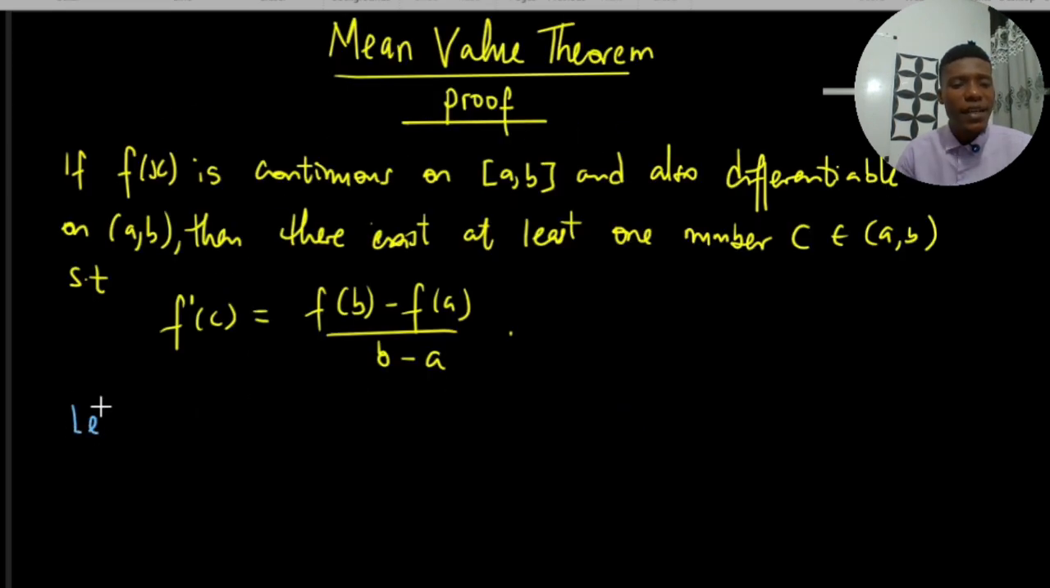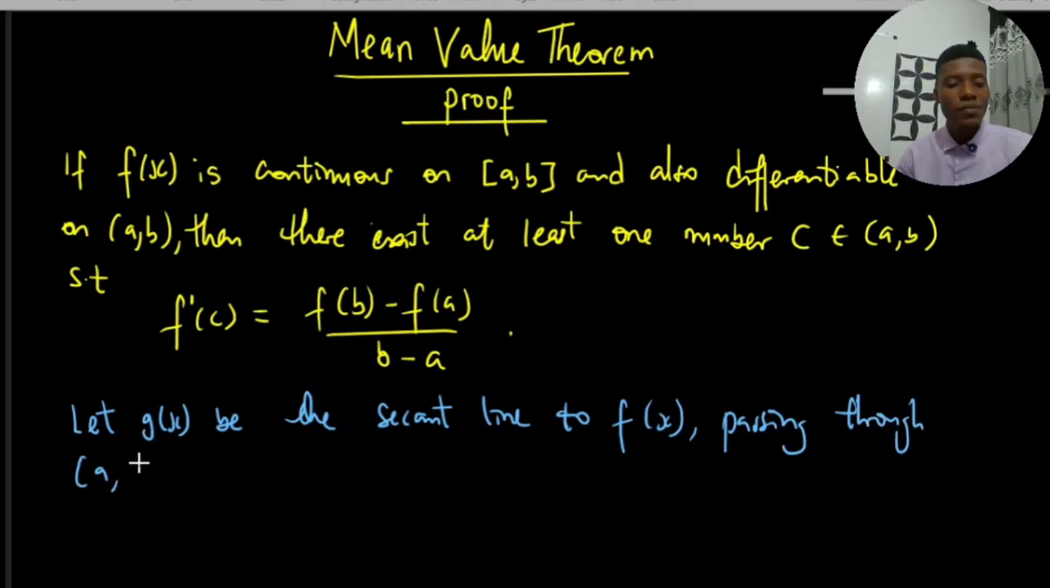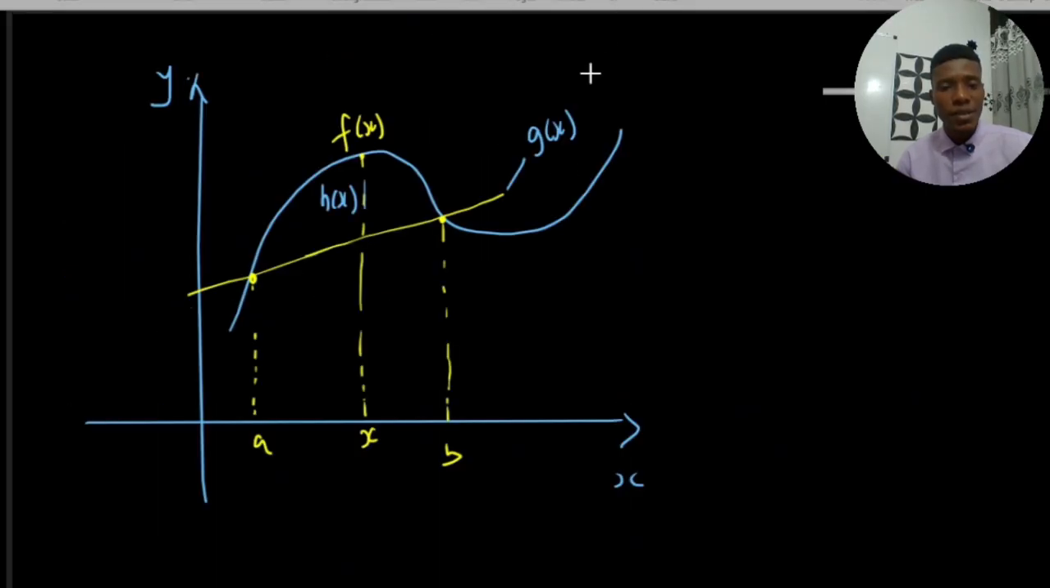Now you say that let g of x be the second line, the line passing through a comma f of a and b comma f of b. That is this line, this yellow line. That's our g of x.